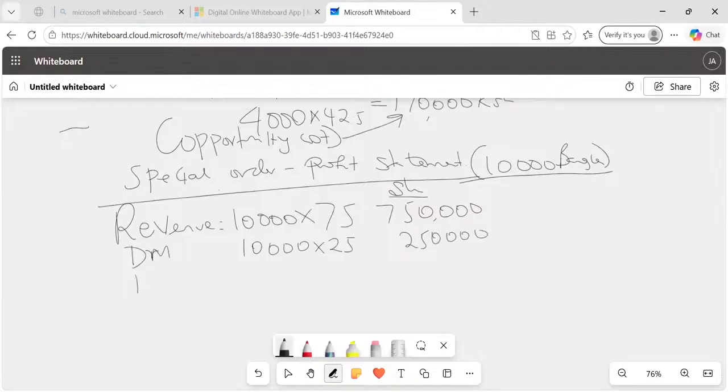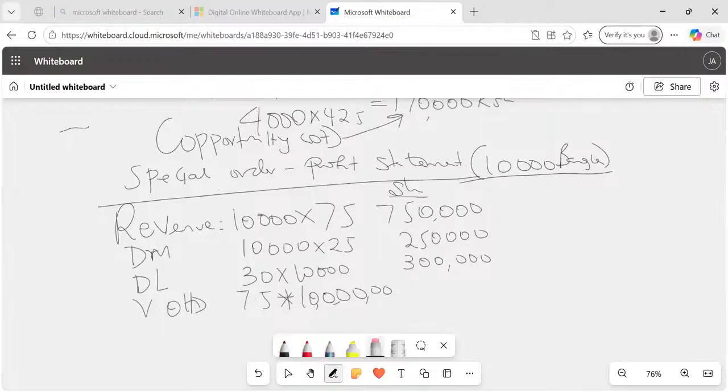Then we have direct labor. Direct labor per bangle, I can see it is 30 bob. So it will be 30 times my 10,000, which gives me 300,000. Then we have variable overheads. Variable overheads would have given me a figure of 7.5 per bangle, times 10,000. So 7.5 times 10,000, what figure will this give me? Please, I'm getting figures from you.